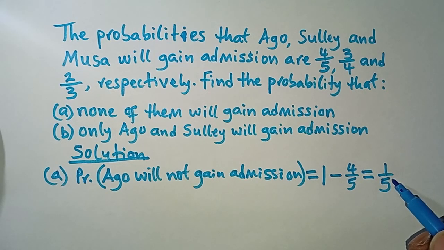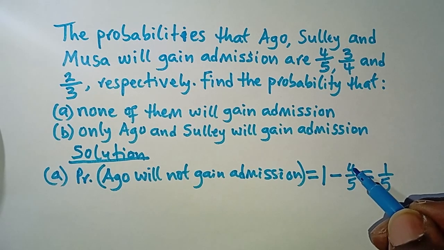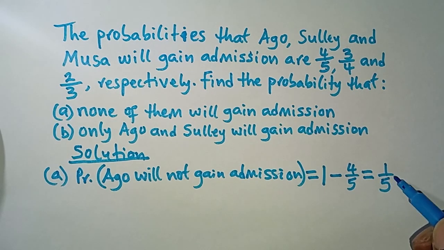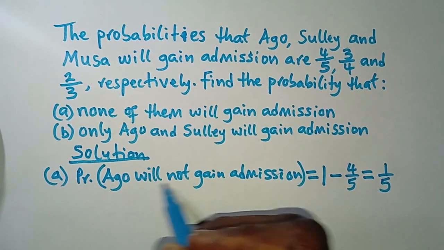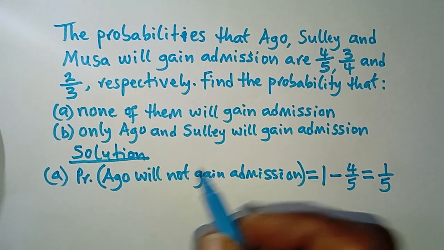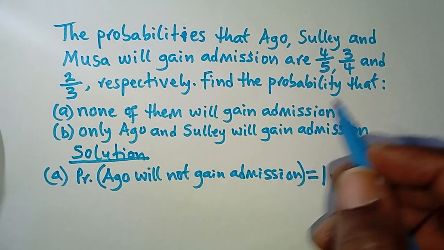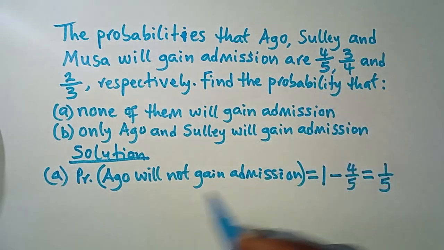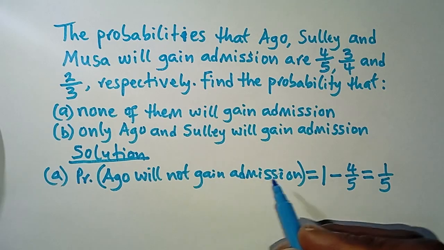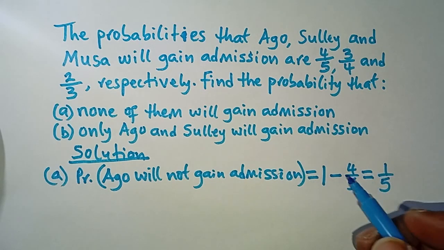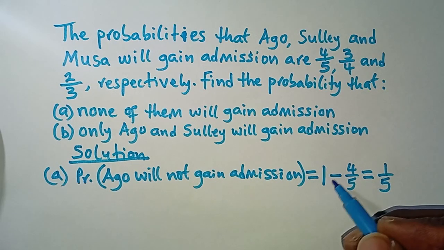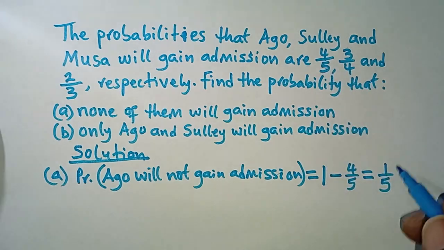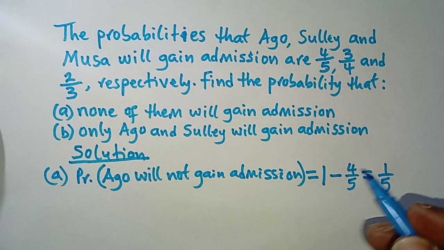So that is the short method of doing it. What you just need to do is simply say 5 minus 4, and that will give you 1/5 here. So this is the probability that Ago will not gain admission. Don't forget that the probability that he will gain admission is 4/5. So the probability that he will not gain admission will be simply carried out as 1 minus the 4/5, and that will give us 1/5.